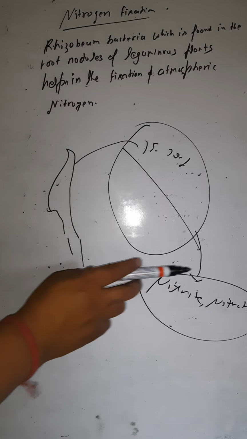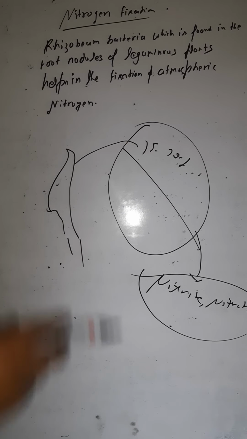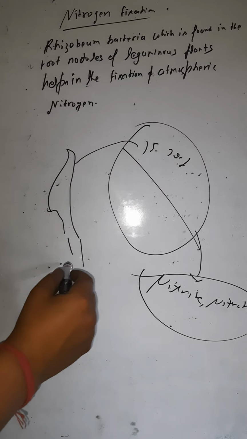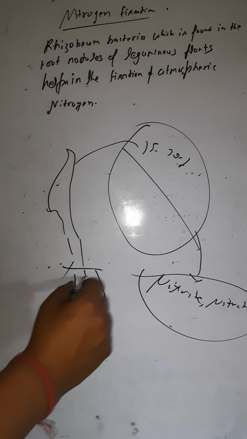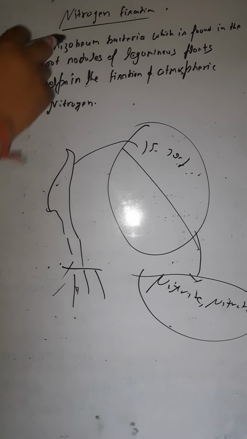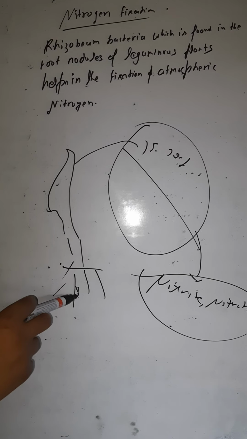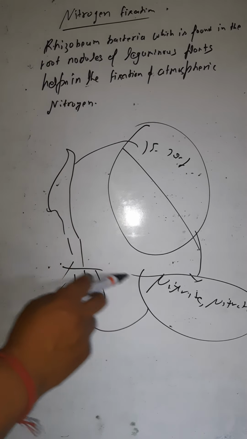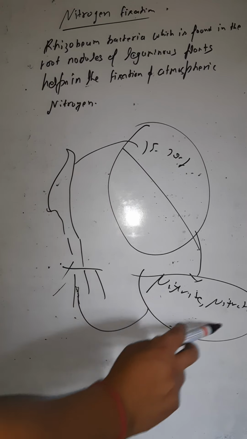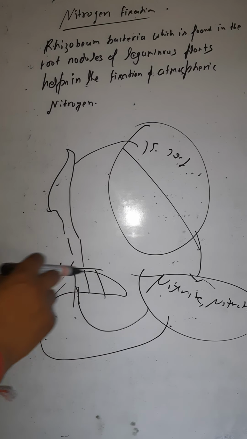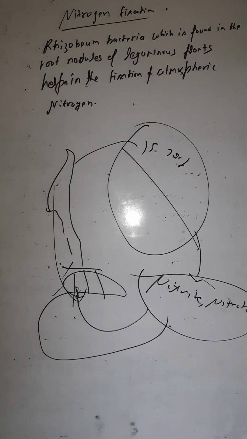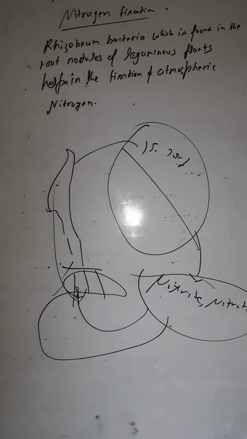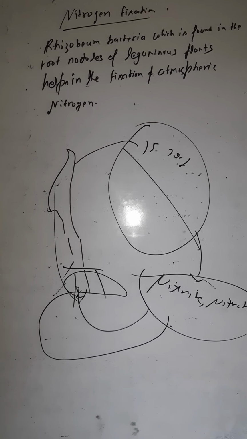This fixation is done by the rhizobium bacteria found in the root nodules of leguminous plants. This bacteria helps in the fixation of atmospheric nitrogen and converts it into nitrite and nitrate, which then dissolves into the soil and later reaches the plants. This is the function of rhizobium bacteria, and this is how nitrogen fixation takes place. We have already talked about this.